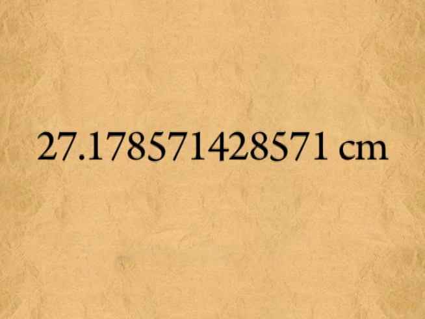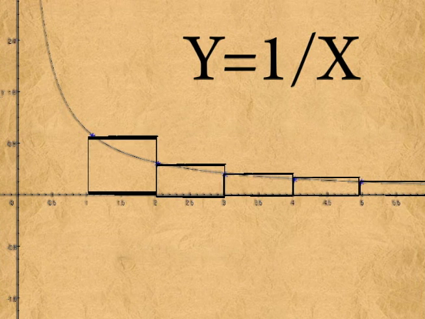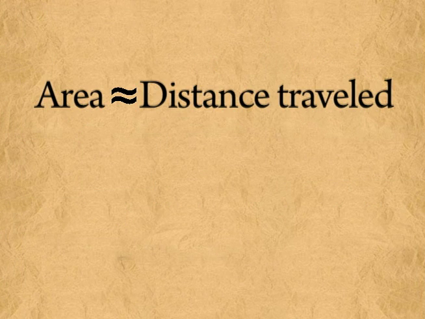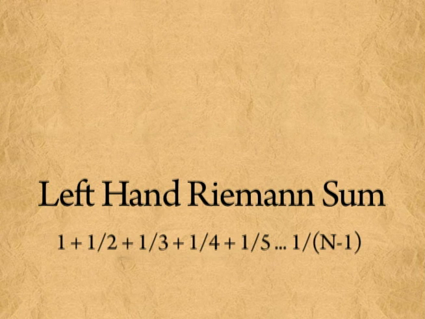If 1 over x is graphed, it looks like this, and these points correspond to the various additions we made. If rectangles are drawn on top of these points with a base of 1, then the total area of those rectangles roughly represents the total distance traveled by the whole system. This is called a left-hand Riemann sum. The left-hand Riemann sum of 1 over x looks like this when drawn out.